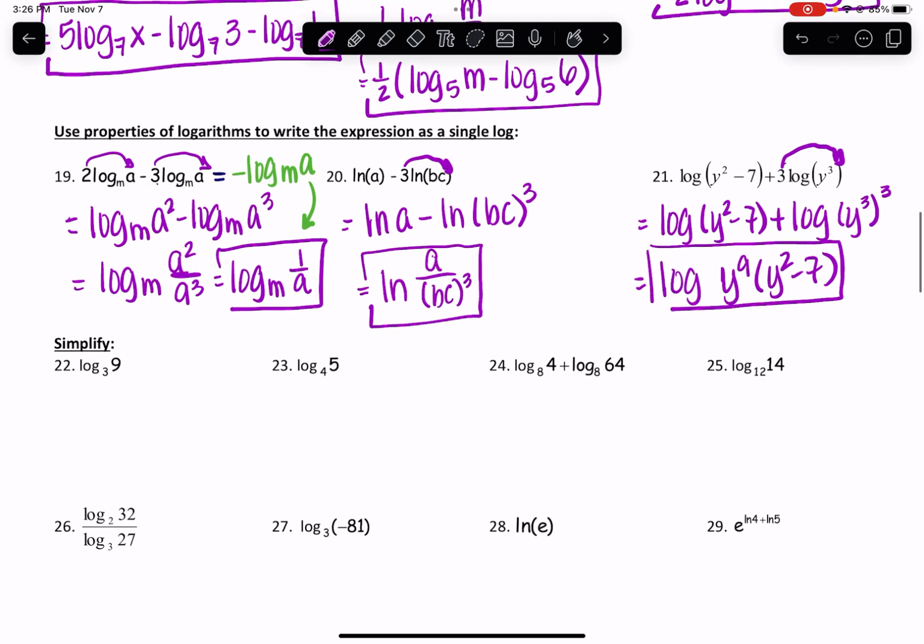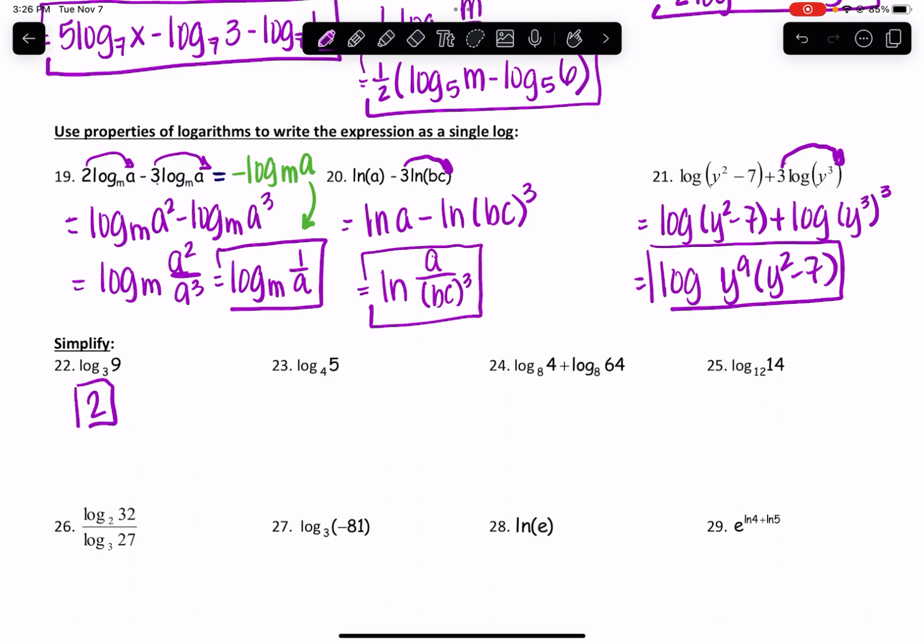Okay. These are either evaluate into a whole number or use your properties and write as logs. Sometimes you just need to write as logs. And I'm going to keep everything in exact answers as much as possible. So 3 to what power is 9, and that is 2. No matter how I do it, 4 to any power is not going to be 5.